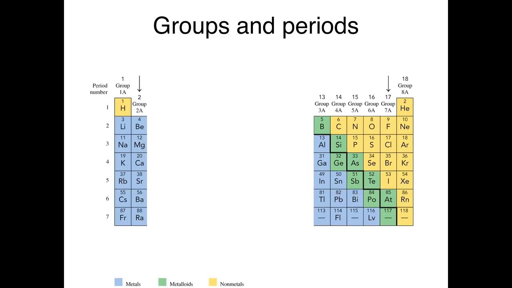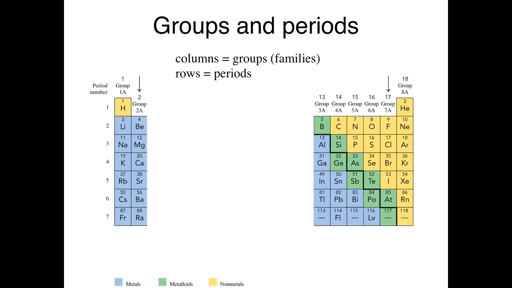As previously discussed, elements on the same column are sometimes called families or groups. Each group also follows a number system. For example, this group is called group 1A, this group is called group 2A, 3A, 4A, 5A, 6A, 7A, 8A, for example, and each row represents a period.